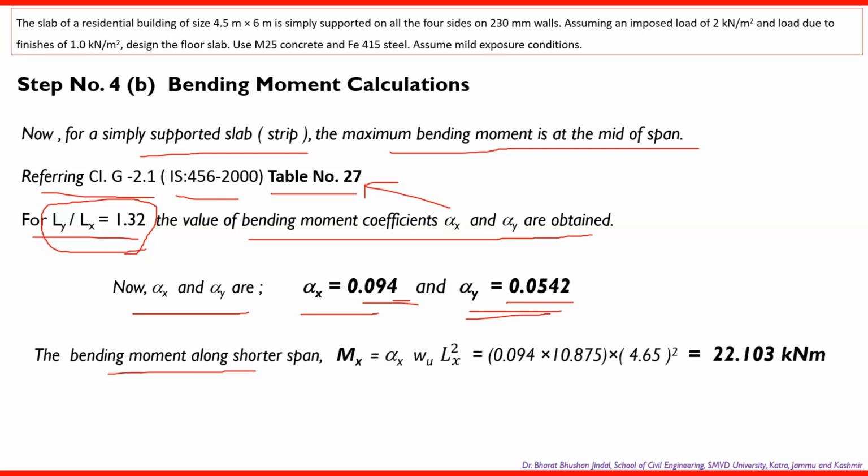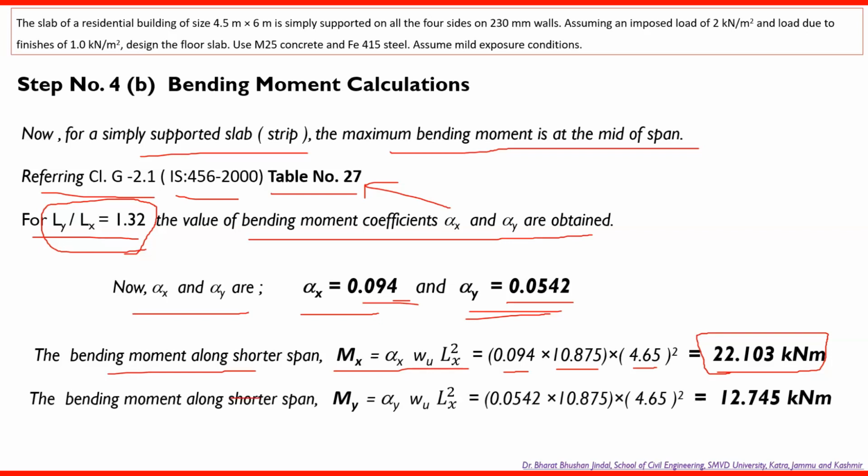Now we can do the bending moment calculation along both the spans, longer span as well as shorter span. When we talk about the shorter span, Mx is given by this formula, where alpha x is equal to 0.094, W is the ultimate factored load 10.875, and Lx is 4.65, that is the effective span length along the shorter span. So ultimately we get the value 22.103 kN-m, which is the maximum bending moment along the shorter span.